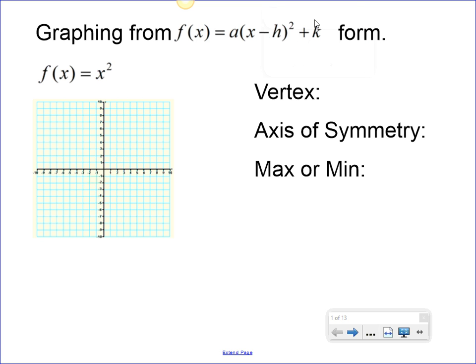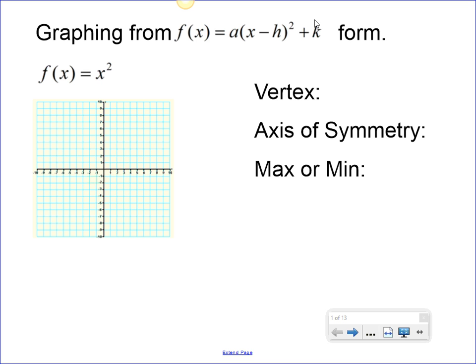Okay, so today we're going to be looking at graphing from the form f of x is equal to a times quantity x minus h squared plus k. So hopefully we realize that this is the same form that we were looking at in chapter 2 that dealt with translations. And we should know what the a, the h, and the k do. However, we're going to go back and review them a little bit because I know for some people it wasn't quite as clear as I was hoping.